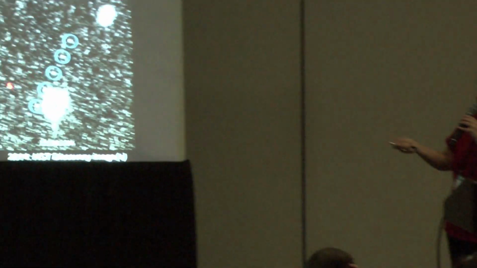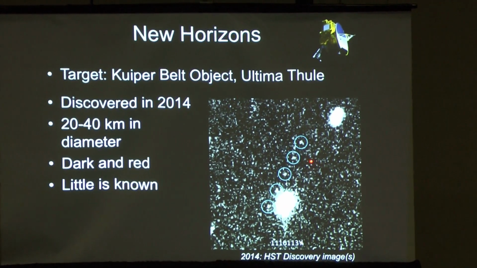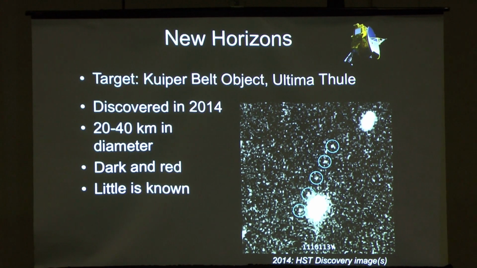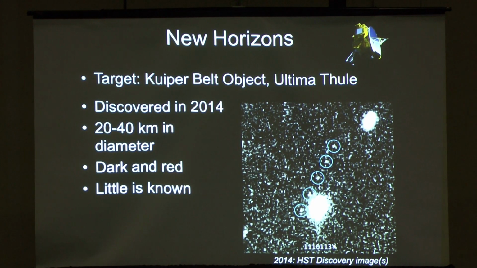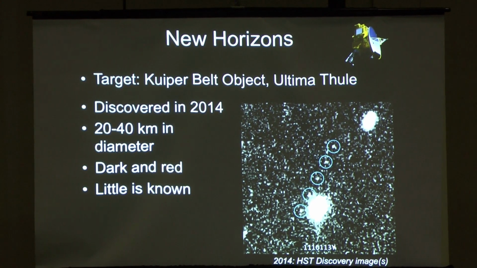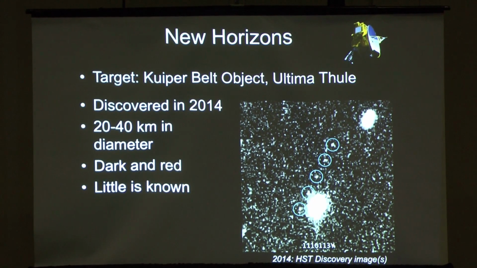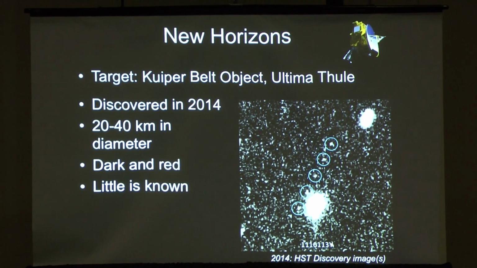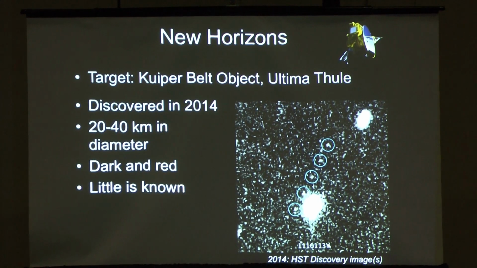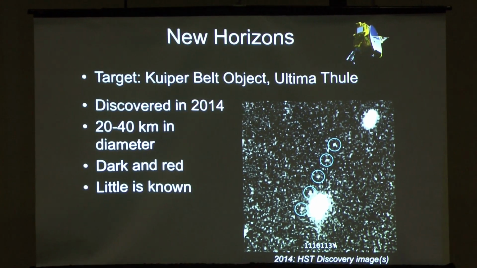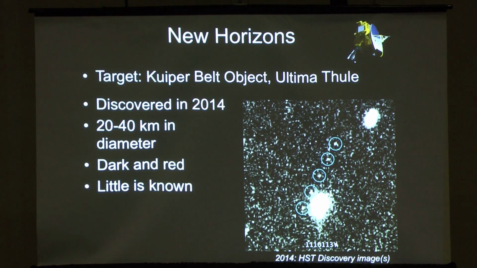And in fact, these are the discovery images. You can see 5 images. They're stacked on top of each other with Ultima Thule circled here, so you could see how it was moving across the sky relative to stars in the background. So this is a small object. It's so small, in fact, it's never been seen with an Earth-based telescope. The only telescope we've ever been able to observe it with is the Hubble Space Telescope. And so we think it's about 30 kilometers in diameter.